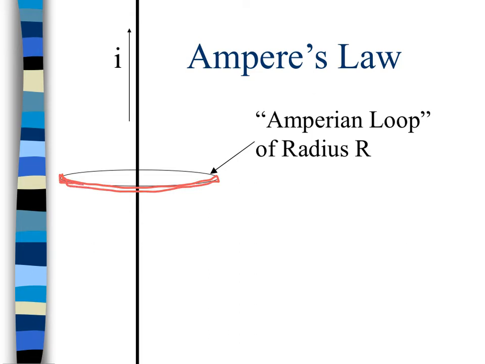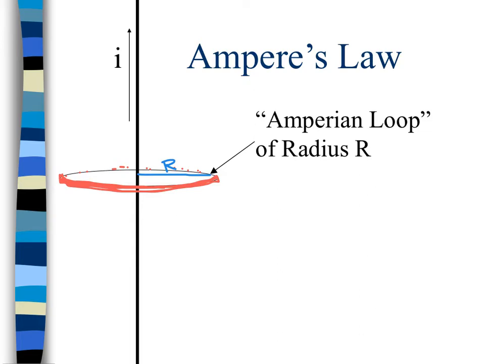wire, and I'm going to try to draw this so that it looks a little bit more three-dimensional, because if the wire is going up and down the page, this loop needs to be basically perpendicular to the wire. The plane of the loop should be perpendicular to that wire. And let's assume that we have a radius here for our wire of capital R.